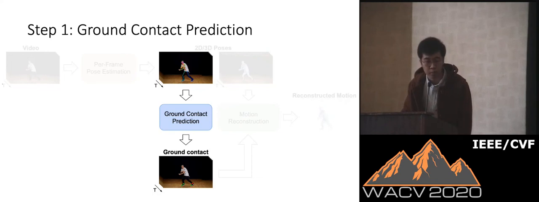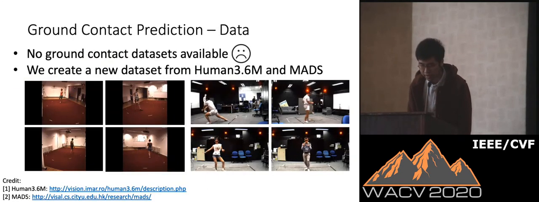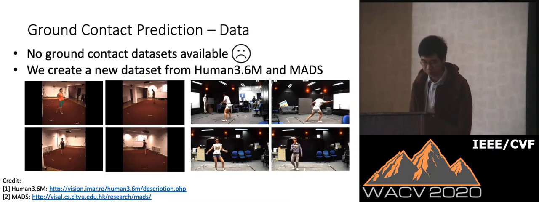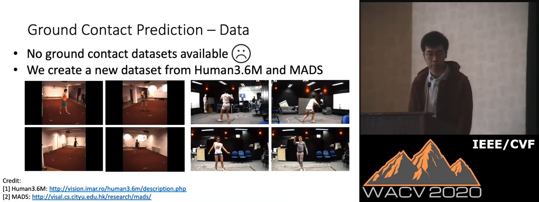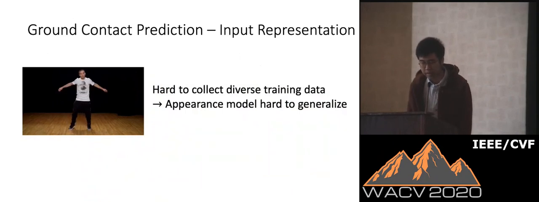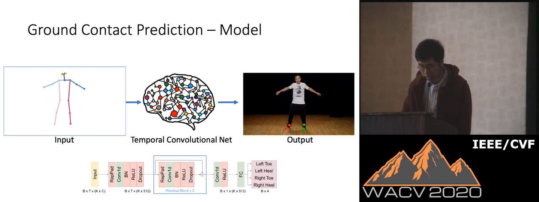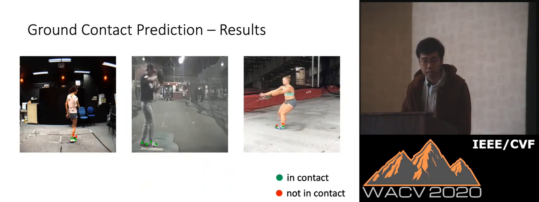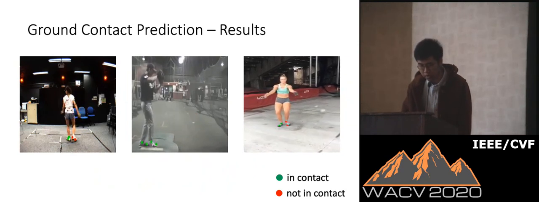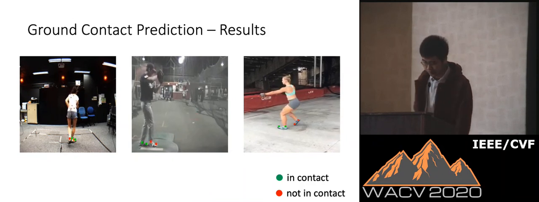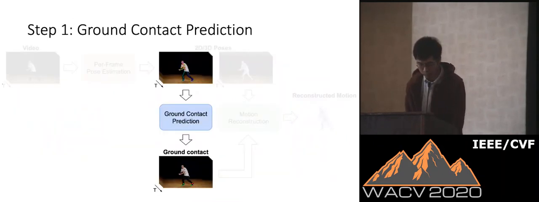So let's talk about the ground contact prediction. Since there is no dataset available, we create a new dataset of our own. For the input representation, since it is hard to collect diverse training data, a model trained on RGB frames is very hard to generalize. Instead, we use 2D pose estimations, including toes and heels, as our input. We then predict the ground contact events using a temporal convolutional network. Here are some predicted results from our system. We can see that it generates reasonable predictions for both indoor and outdoor scenes. So that's the first step.